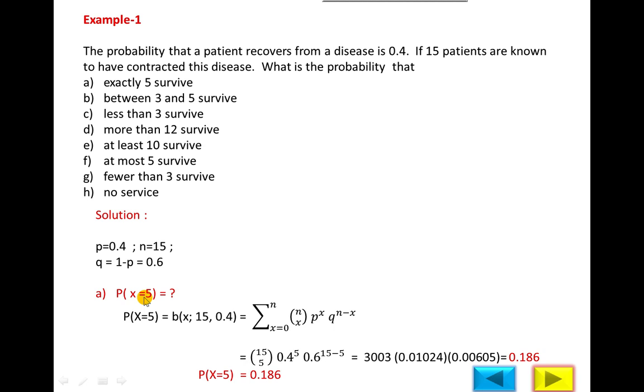So we will substitute the values of n, p and q in the formula. In this condition you have only one value, so we will eliminate or ignore the summation sign. The summation sign is used for more than one value.